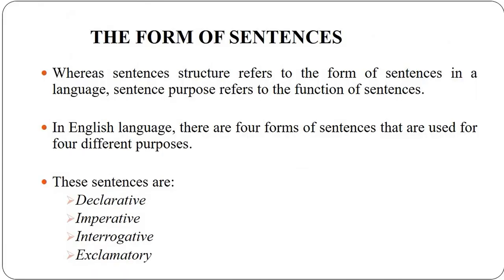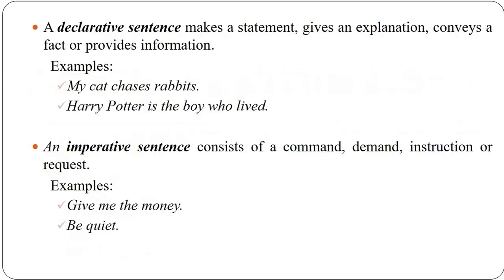So, the form of sentences. Let's read the notes here. When sentence structure refers to the form of sentences in a language, sentence purpose refers to the function of the sentences. We will see the examples and the types. In the English language, there are 4 forms of sentences that are used for 4 different purposes, and these are declarative sentences, imperative sentences, interrogative sentences, and exclamatory sentences. We will see details about them.